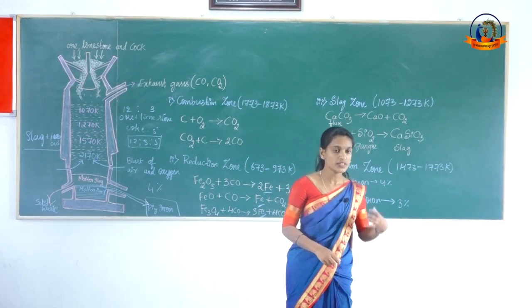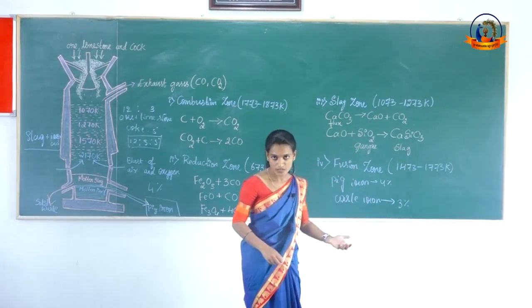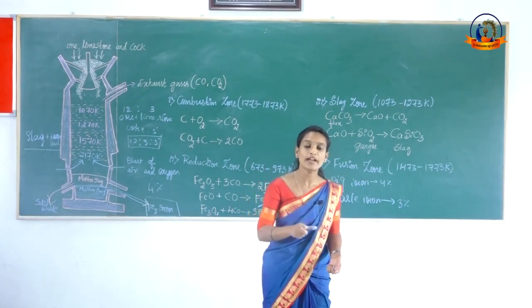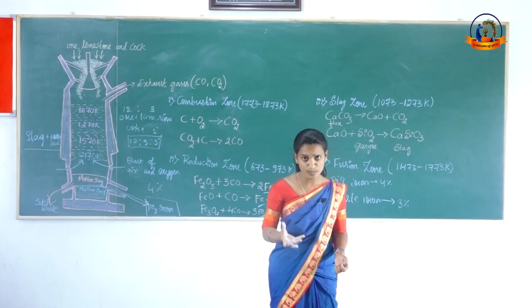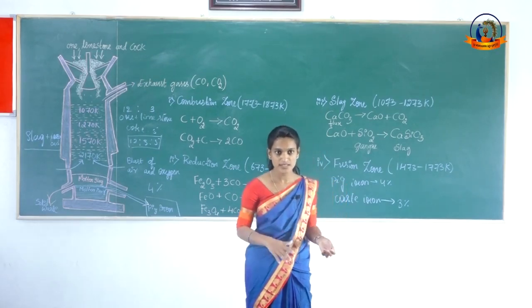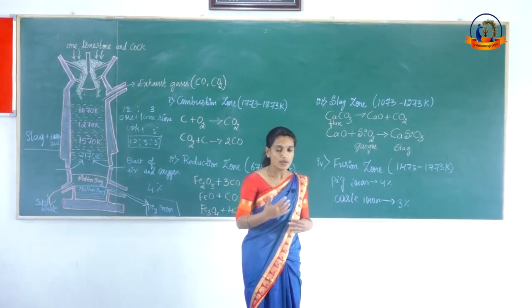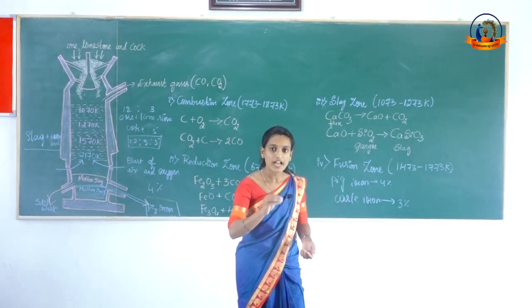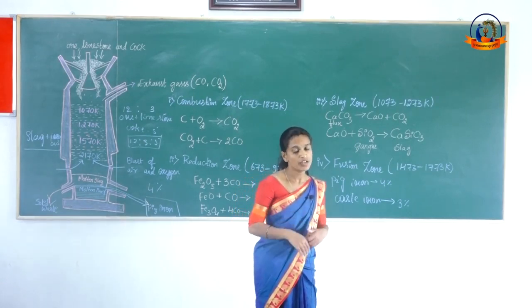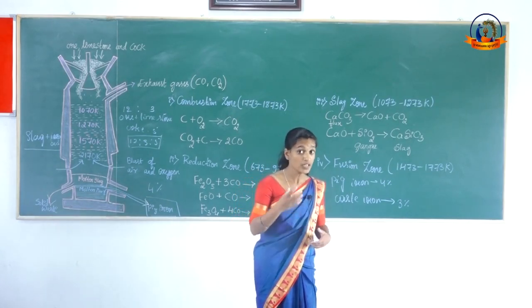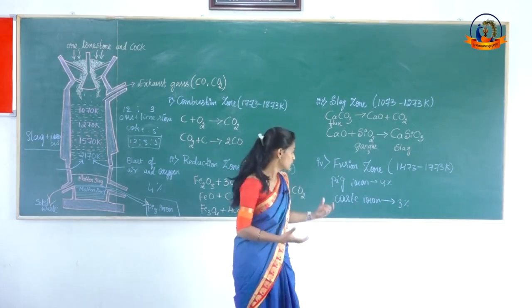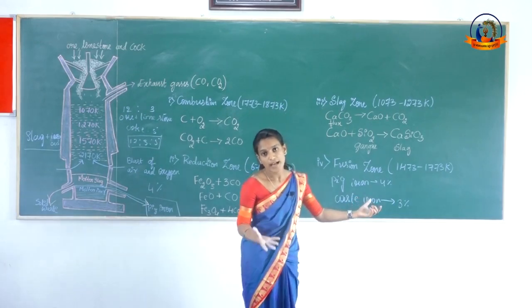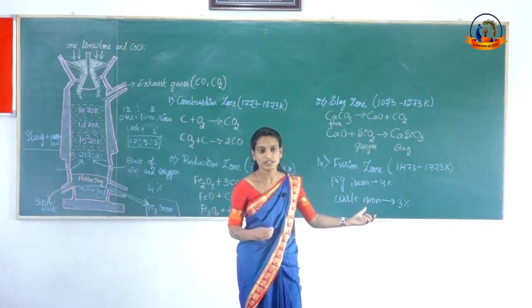Next, the cast iron we get, we are going to convert into wrought iron, which is a purified form of iron. What are the impurities? Maybe sulfur, maybe manganese, maybe phosphorus impurities are there in this cast iron. With the help of a reducing agent, we convert the cast iron consisting of 3% impurities into a pure form, that is nothing but the wrought iron.